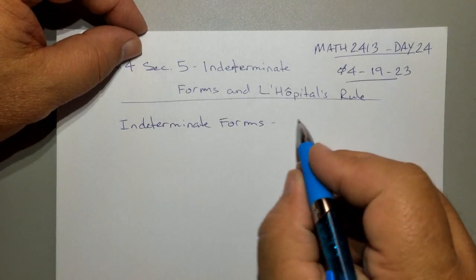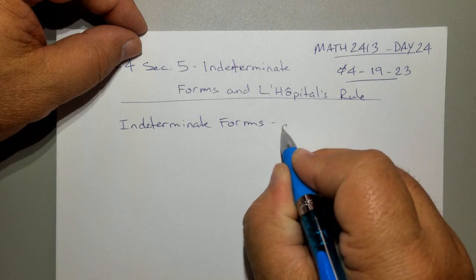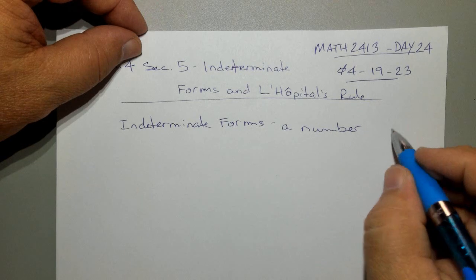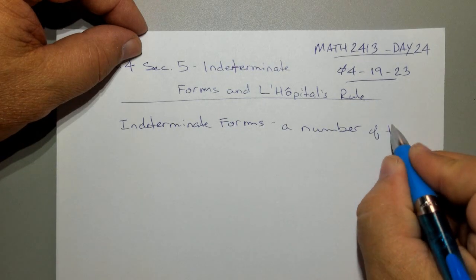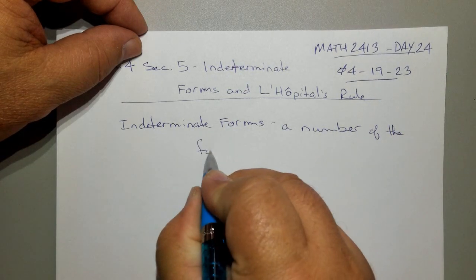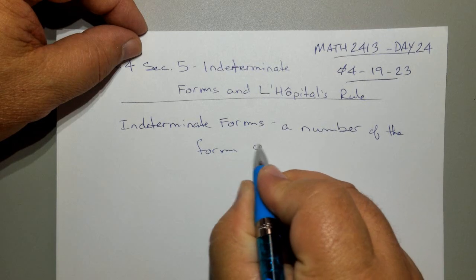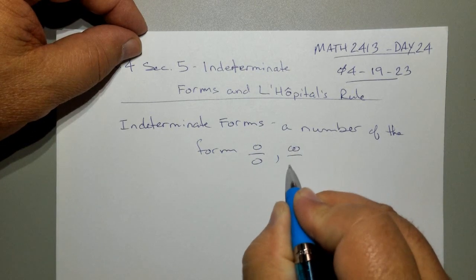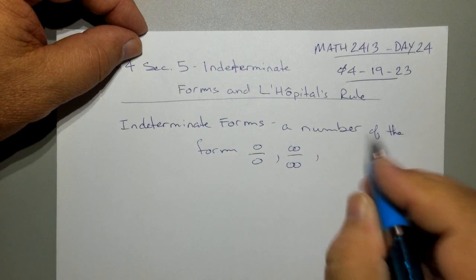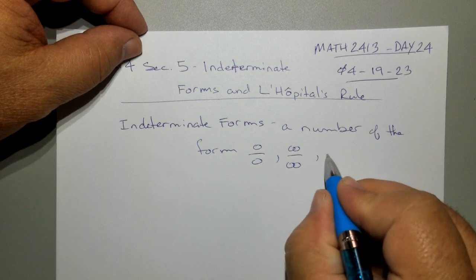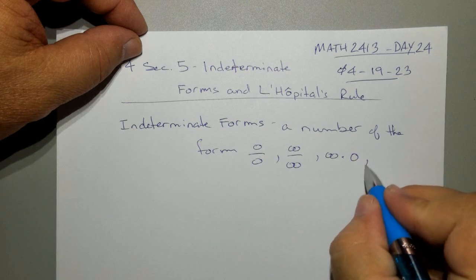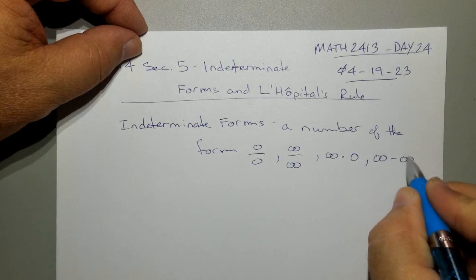The formal definition is it's a number of the form 0 divided by 0, infinity divided by infinity, infinity times 0, or infinity minus infinity.